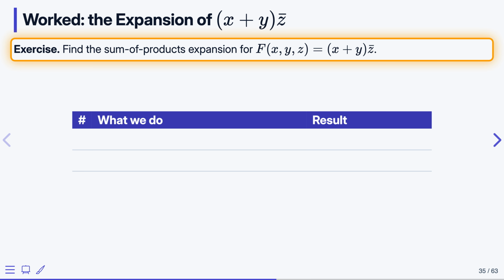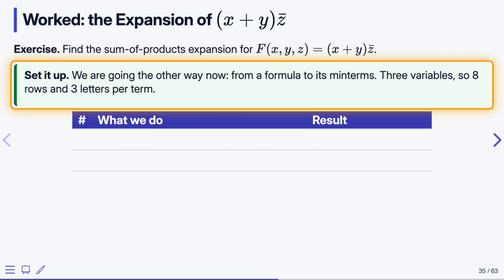This time the function comes as a formula, and we want its minterms. Set it up. We are going the other way now. Before, we had a table and wanted a formula. Now we have a formula and want the sum of minterms. 3 variables, so 8 rows and 3 letters in every term.